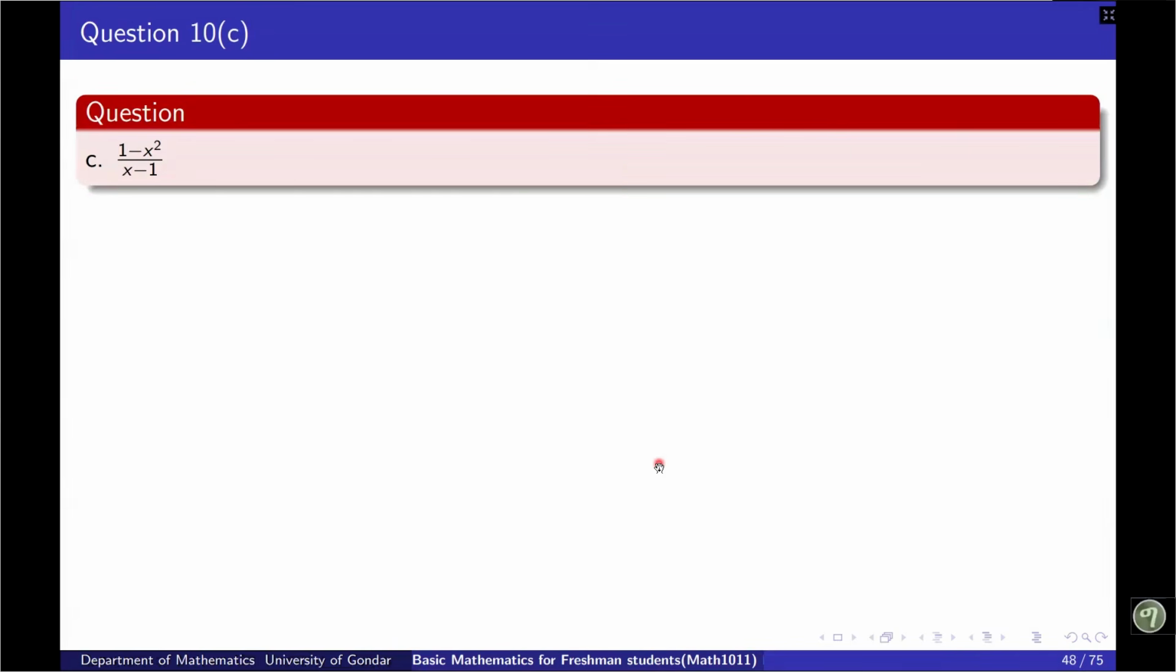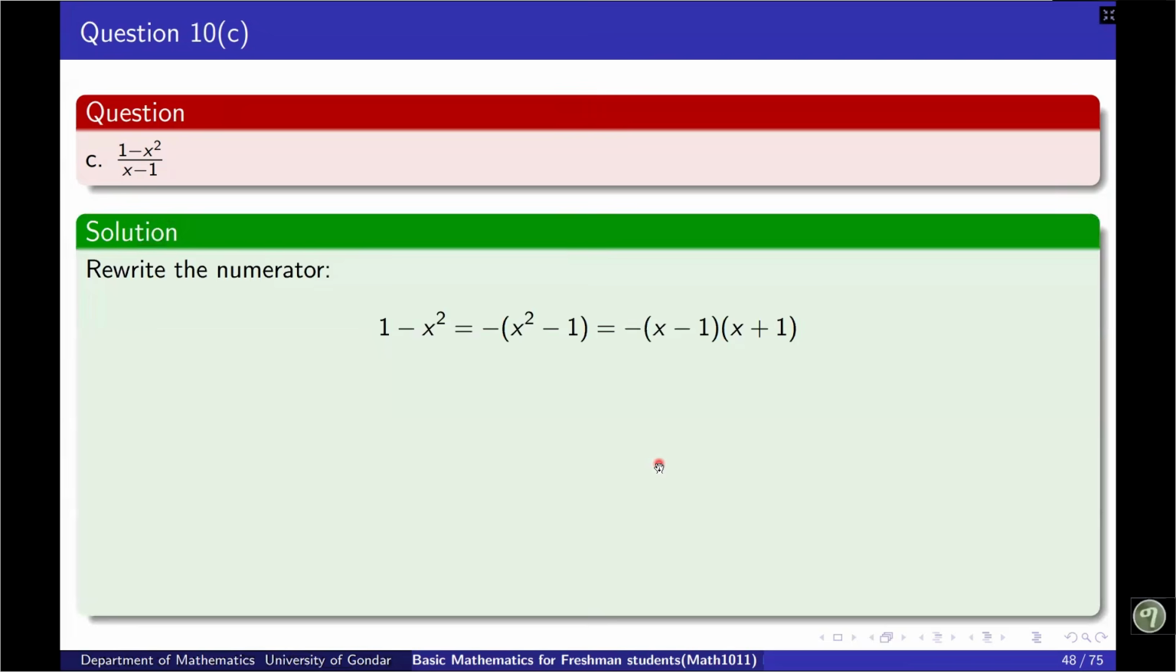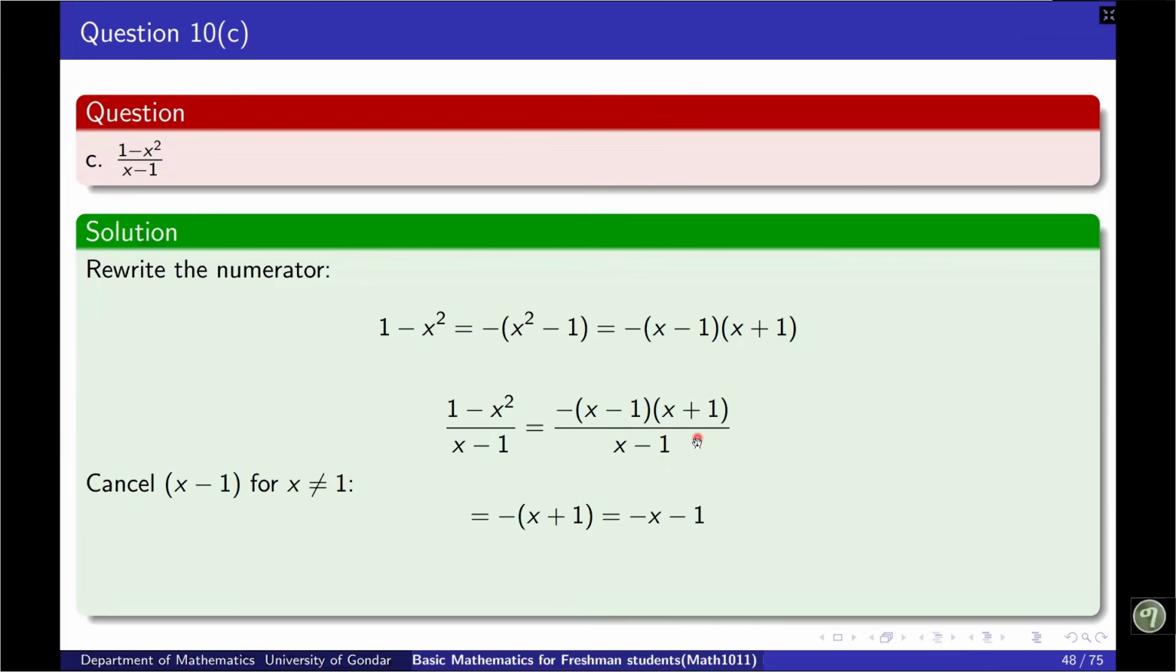Similarly, the next one, question number 10c, 1 minus x squared over x minus 1. Let's rewrite the numerator, 1 minus x squared, as the negative of x squared minus 1, which simplifies to minus of x minus 1 times x plus 1. Cancelling x minus 1, we have minus of x plus 1, which is minus x minus 1. Therefore, the quotient here is minus x minus 1, and the remainder is 0. That is the answer obtained by simplification.